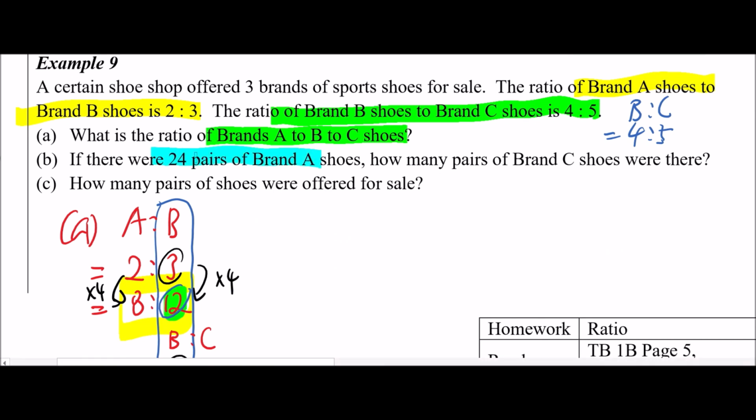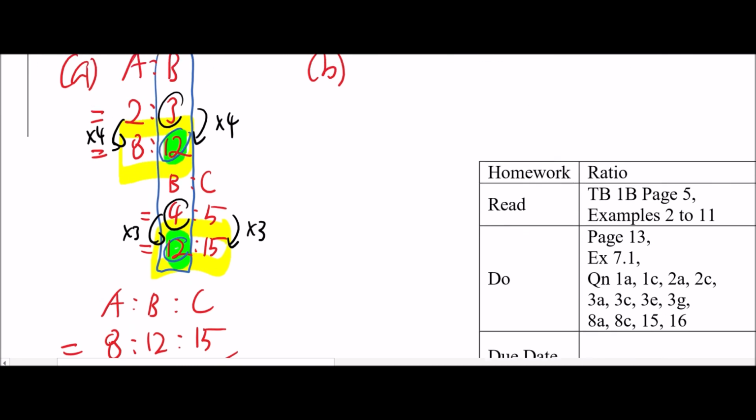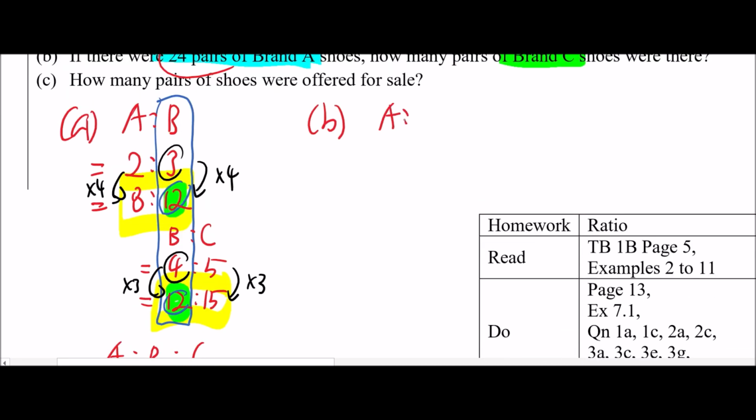There are exactly 24 pairs of brand A, and we are tasked to find how many pairs of C were there in the shop. So now we are given exactly 24 pairs. Let's take a look. In part B, we recap the ratio. A is to B is to C is 8 is to 12 is to 15.